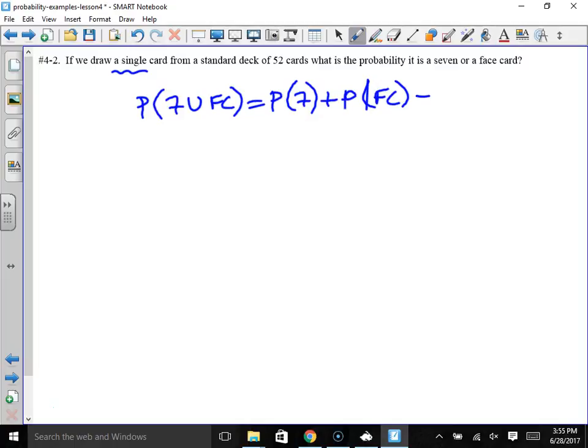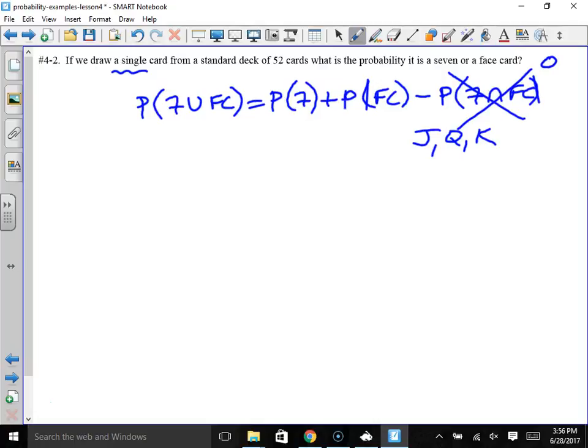But then we have to subtract off any overlap if there's a chance that something could be a 7 and a face card at the same time, right? But if you think about what a face card means, a face card is a jack, a queen, or a king, something with a human face on it. So it's never possible that a 7 would be a face card. So this probability here is 0.